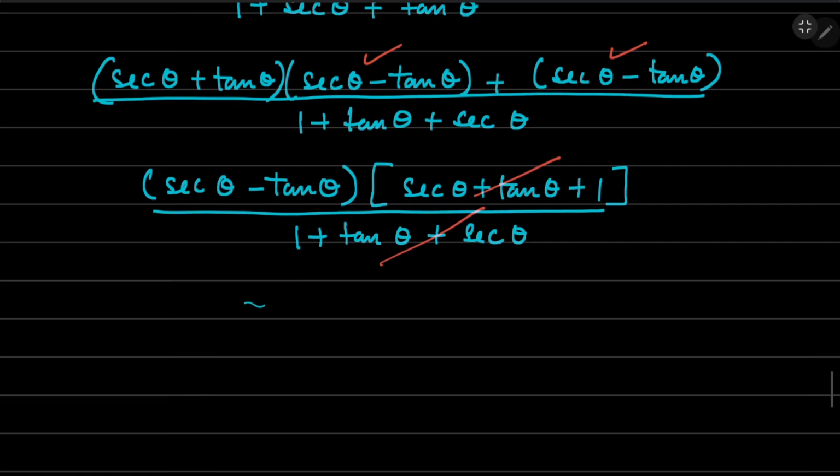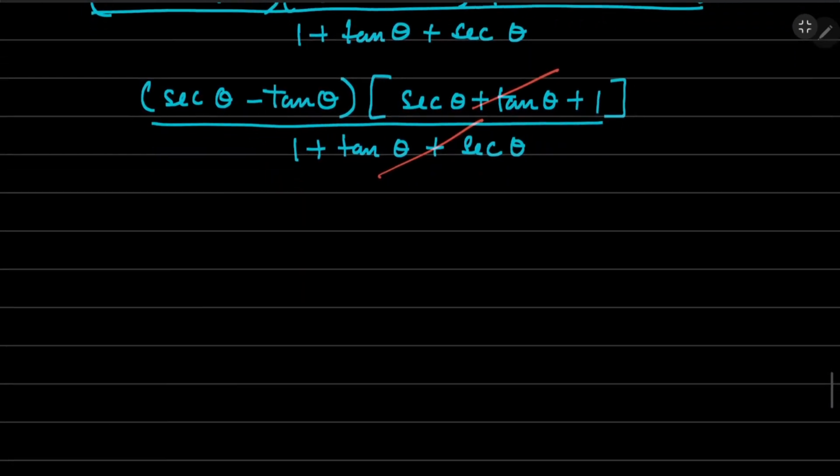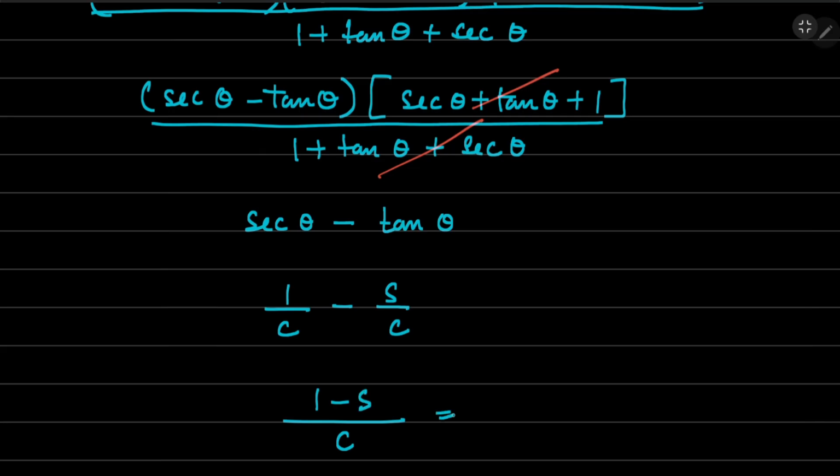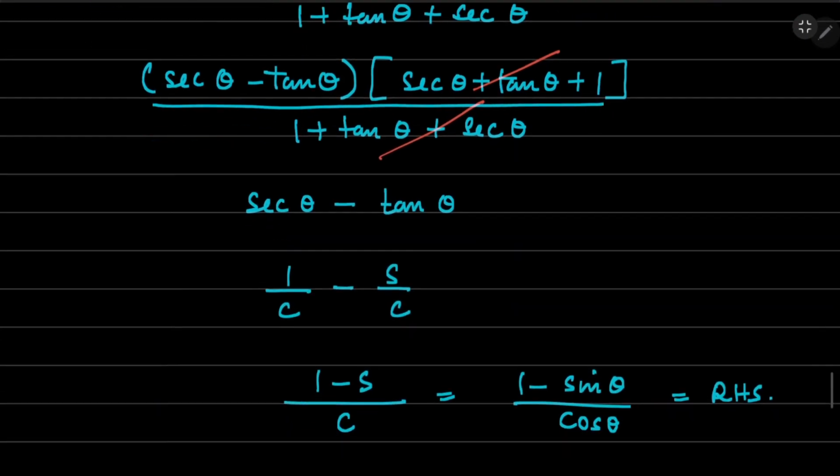What do you have to prove? 1 minus sine by cos. Okay, so this is nothing but secant theta minus tan theta. What is secant theta? 1 over cos minus sine over cos. Take the LCM cos, so you have 1 minus sine. So this is nothing but 1 minus sine theta divided by cos theta, which is equal to my RHS. Hence proved. Right?